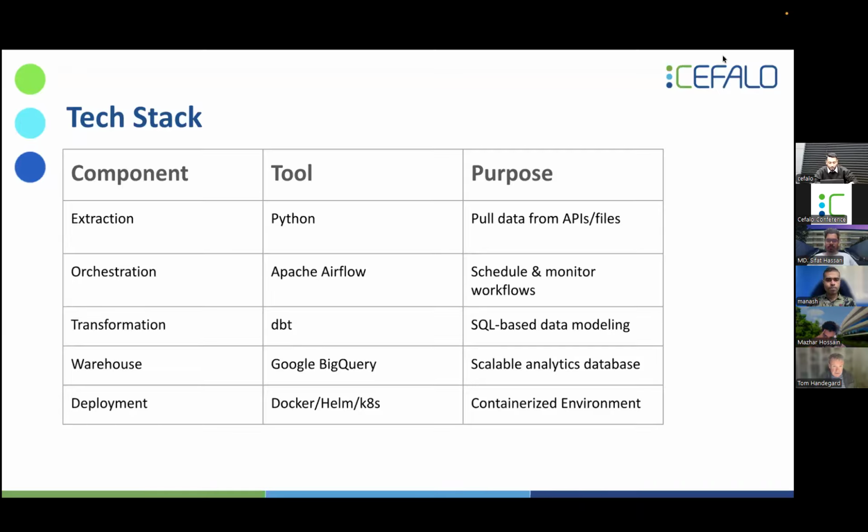Then for transformation, we are using this tool called DBT, which is data build tool. Its purpose is SQL-based data modeling. And for the data warehouse, we're going to use Google BigQuery. It's a really scalable analytical database. And then for deployment, we are using Docker in a containerized environment. If you want to look further into it, you can dig a little deeper into Helm and Kubernetes, and then you'll be able to host it in a cloud environment as well. For today's demonstration, we are going to do it locally.